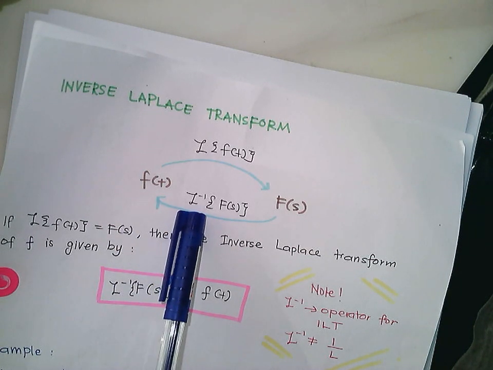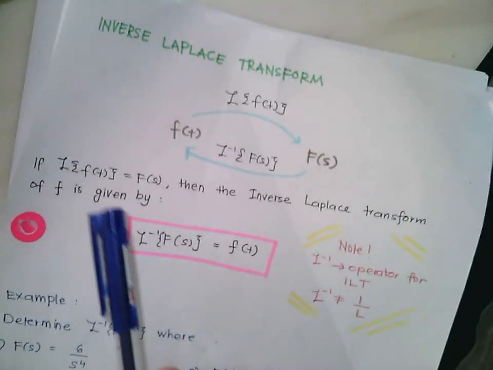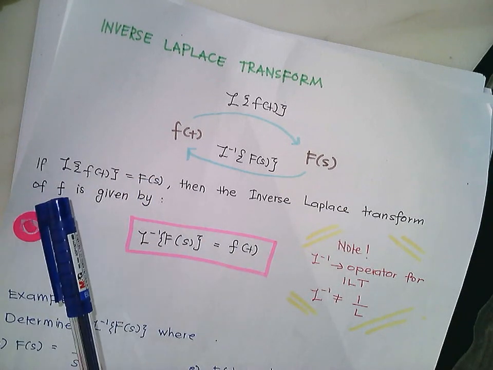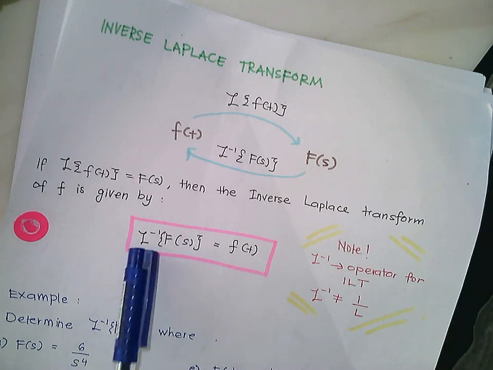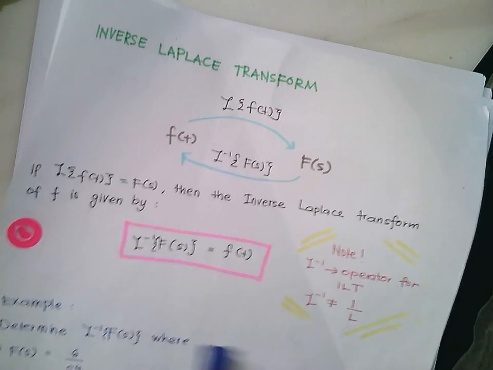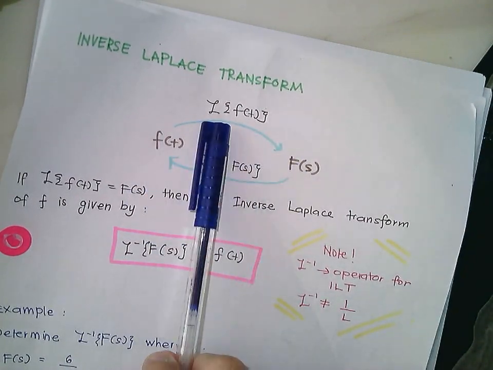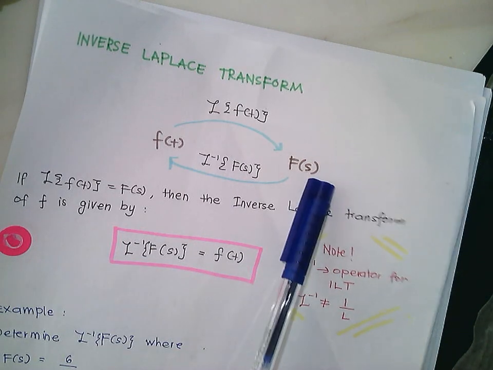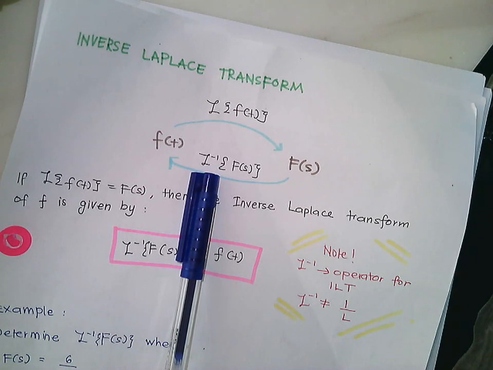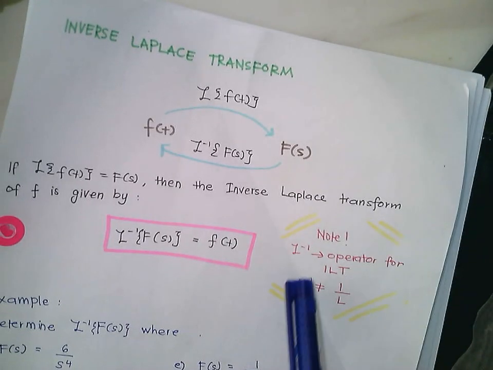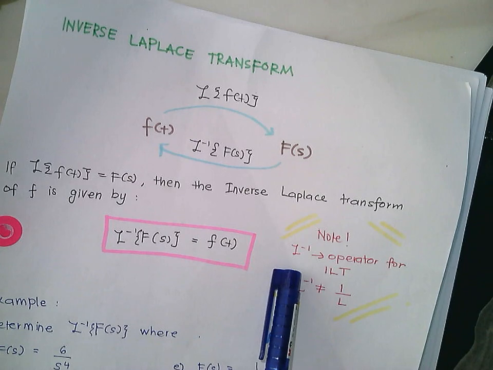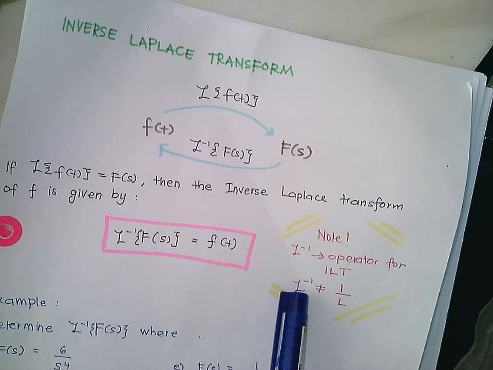Okay, so if Laplace of f(t) is equal to F(s), then the inverse Laplace transform is given by this one. Laplace inverse of F(s), you will have f(t). So we are doing the reverse process. Before this, from f(t) to F(s) by using the Laplace operator. So now from F(s) to get your f(t) by using inverse Laplace transform. Okay, so take a look at this one. So Laplace inverse, or inverse Laplace transform, this is an operator for inverse Laplace transform. Okay, this is not equal to 1 over L.